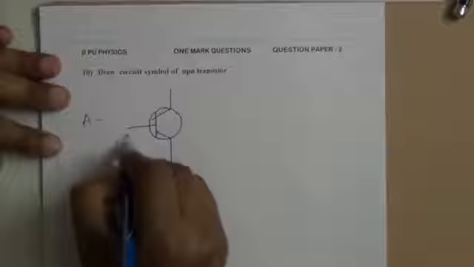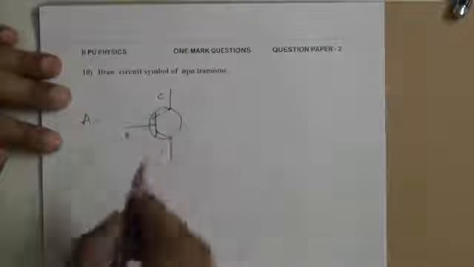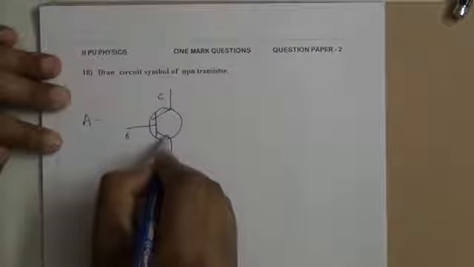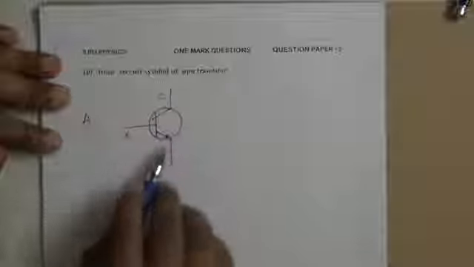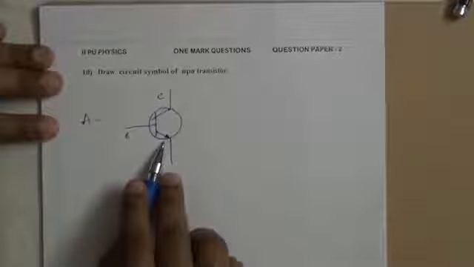Activity in Curie. Draw circuit symbol of PNP transistor. Answer, just a circuit symbol: a circle, with base, emitter, collector. First the NPN transistor. This is the symbol. The arrow mark should be outward. This represents the direction of current through the transistor. This is for NPN.